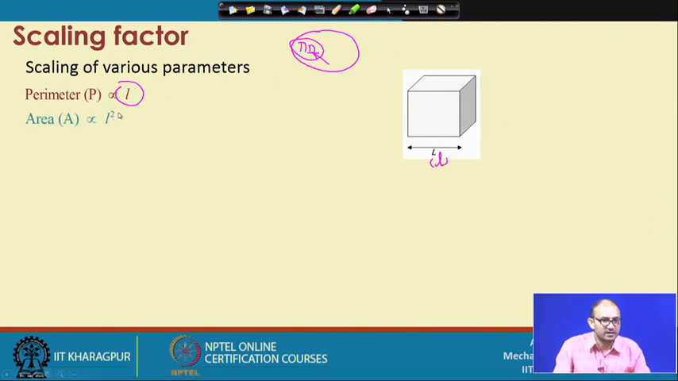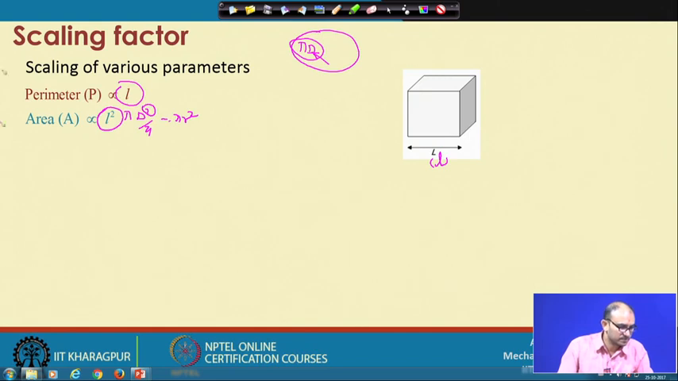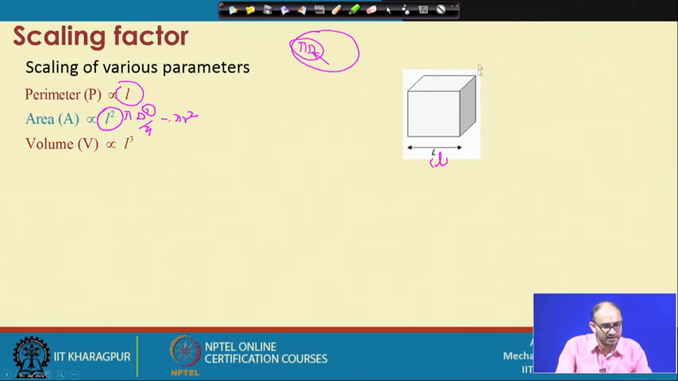Area has pi d square by 4 or pi r square. So, it is a square parameter. So, it will actually scale as L raised to square. Now, it has a volume. So, volume has 3 sides, L here and the lengthwise also. So, it has 3 parameters. So, it will scale down or scale up as L raised to cube.